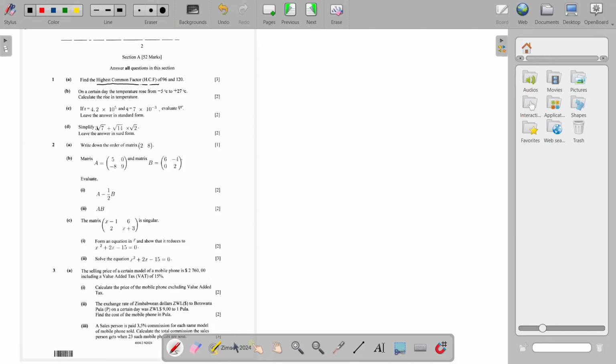There are many methods that you can apply. You can use the method of listing factors, then extract the highest common factor. As you can see, the numbers are big for you to list all the factors. So one of the simplest ways is expressing the two numbers as a product of their prime factors. So we are going to express 96 as a product of its prime factors.